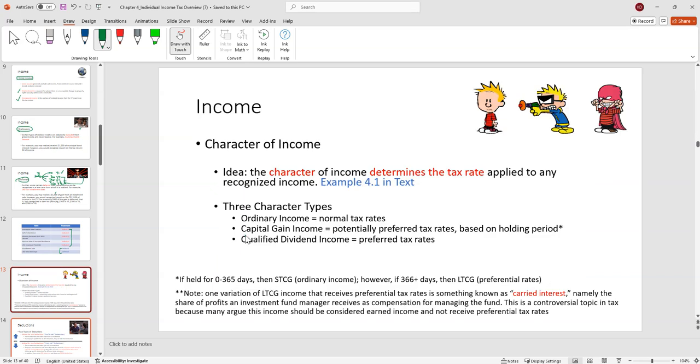Now, when that income comes in, we have now recognized it. You have to be aware that there are different characters of income. In other words, not all income is taxed the same way.